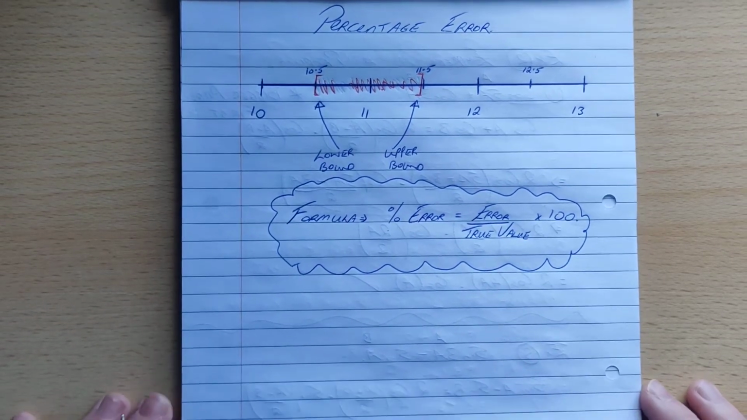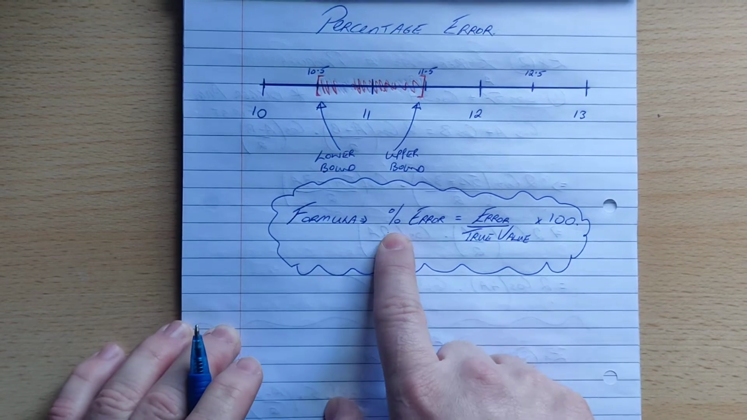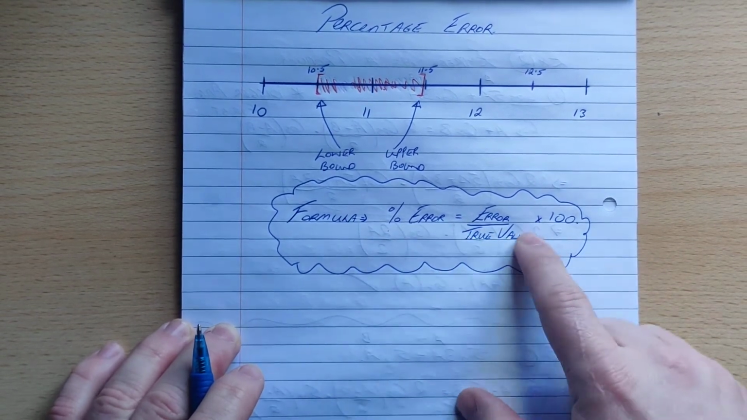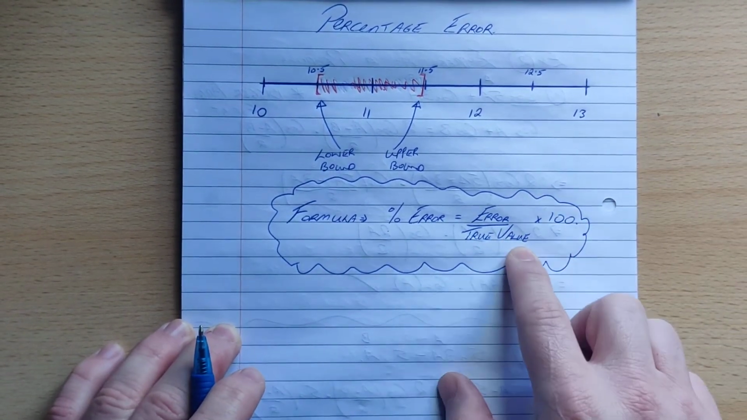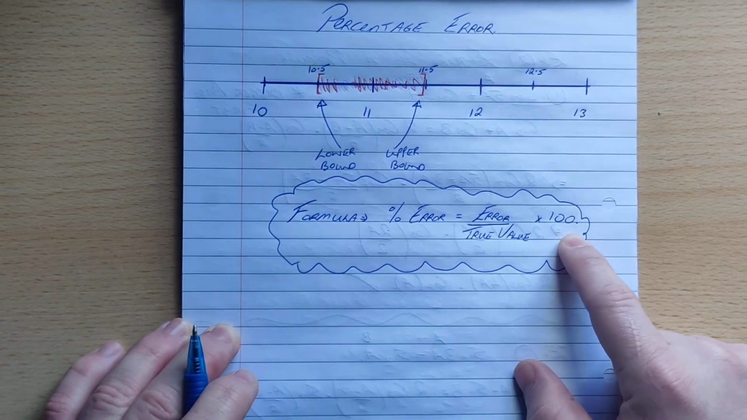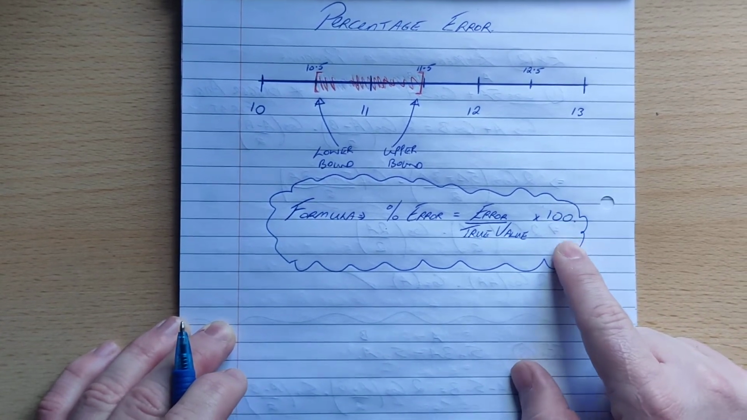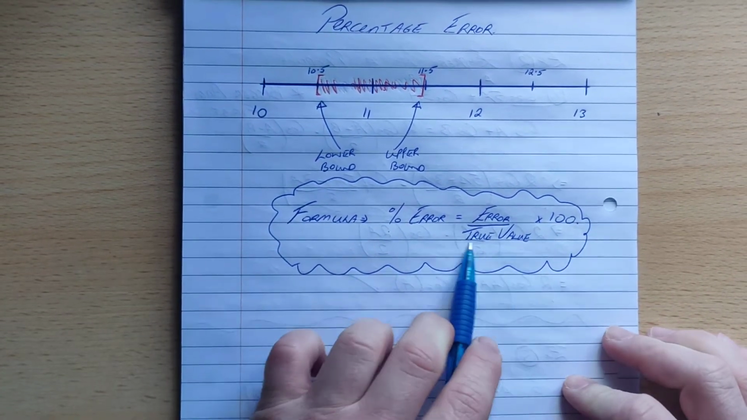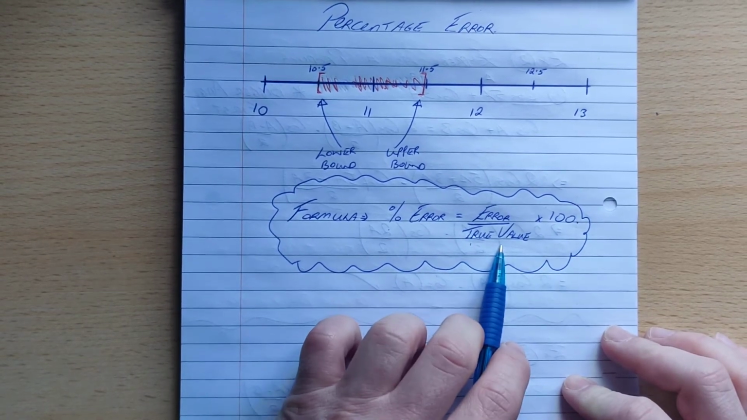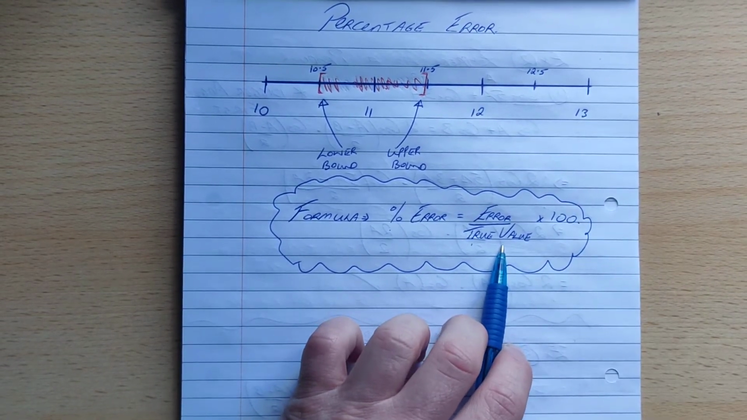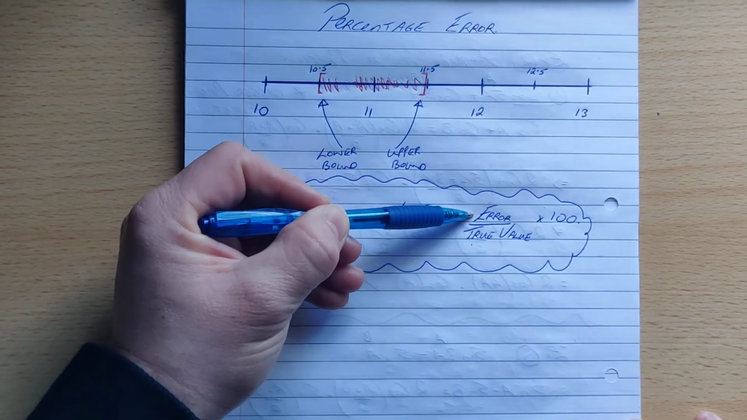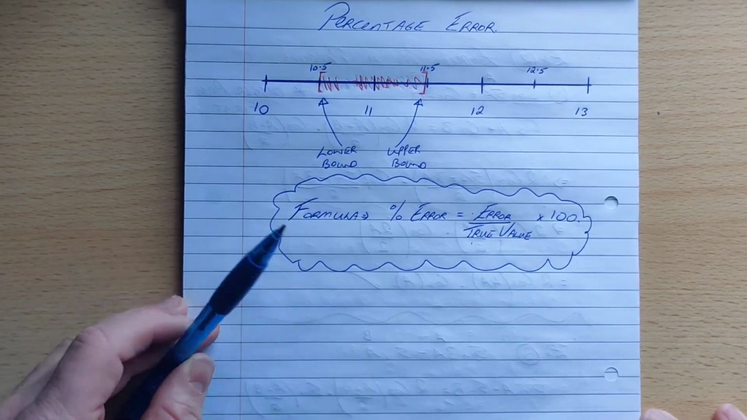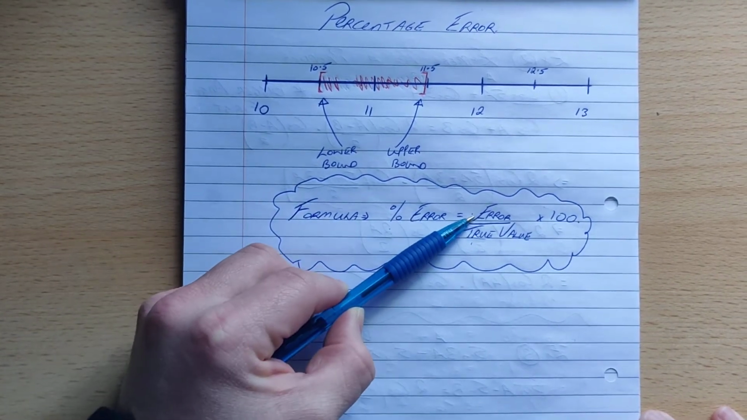So the formula used to work out percentage error is as follows. The percentage error is error over the true value multiplied by 100, and that will give you your percentage. Okay, so the two things you need to find out, first of all, is the true value of whatever you're asked for. You need to find the error from the rounded values, and you use those numbers then to find your error.